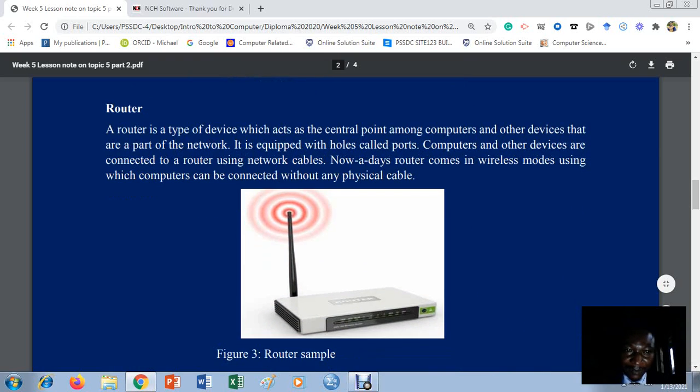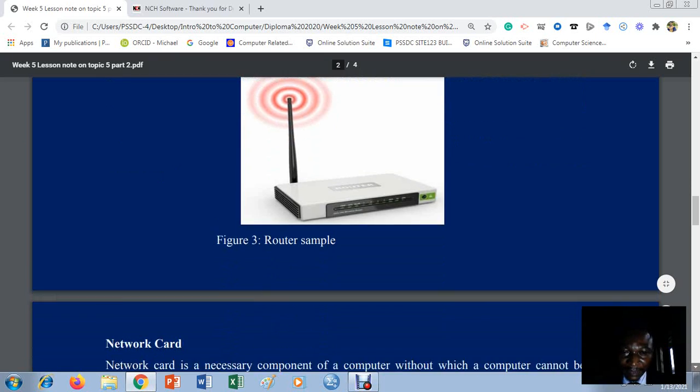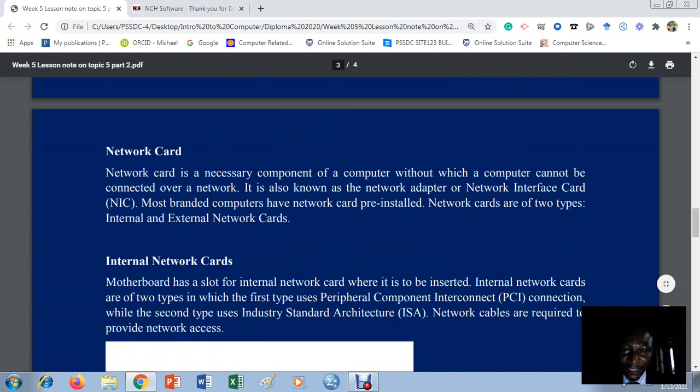Then routers. A router is a type of device which acts as central point among computers and other devices. This is a router. It is the middleman that enables the network to happen. It could either be wireless or it could be cabled. That's the image there.